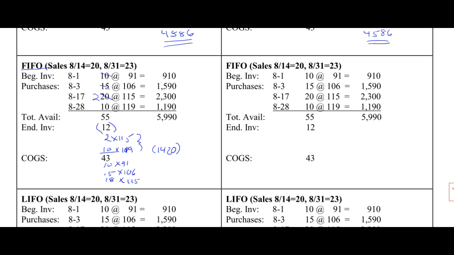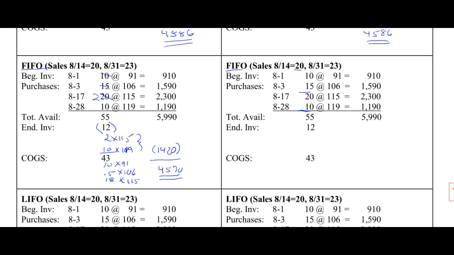59.90 minus 14.20 is cost of goods sold of 45.70 under FIFO periodic. Now let's quickly do FIFO perpetual. Although it happens a little differently because it happens along the way, it's pretty much the same numbers. Notice we have a sell on 8/14 and we have a sell right here. So we have to calculate it.